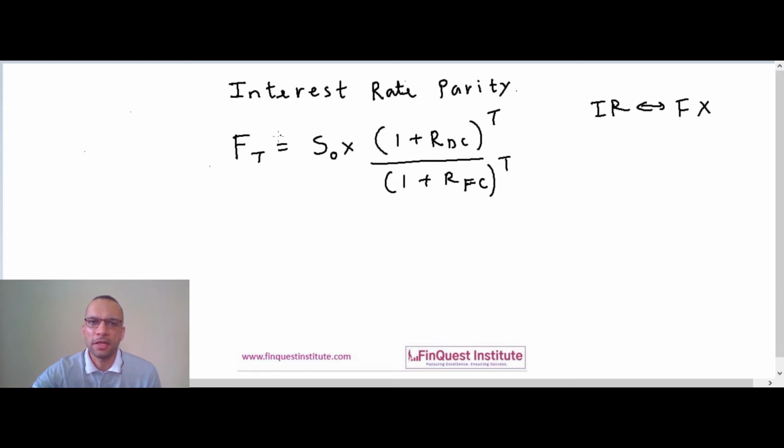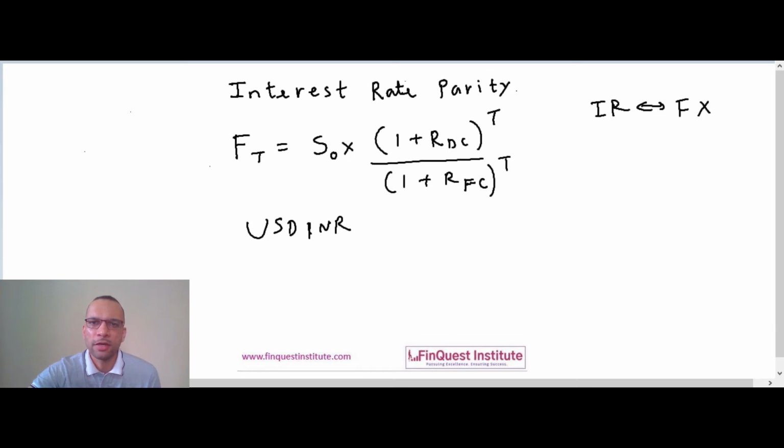So interest rate parity is an equation which helps us estimate what the FX rate is going to be at a certain point in time, capital T. Let's say we are focusing on the USD INR currency pair. To understand the terms in the equation, FT is the expected USD INR exchange rate at a time capital T in the future. S0 is the current going USD INR rate. RDC is the domestic currency interest rate and RFC is the foreign currency interest rate.